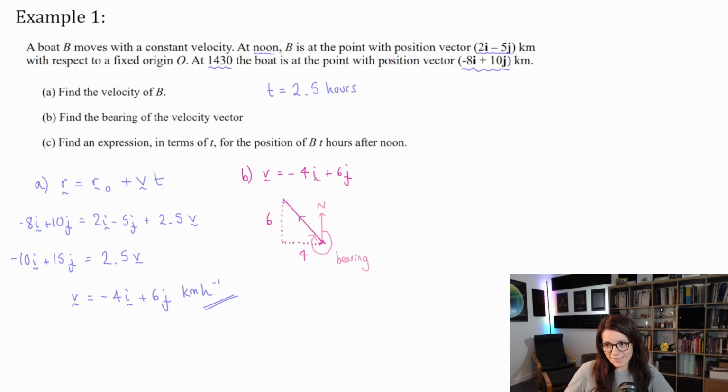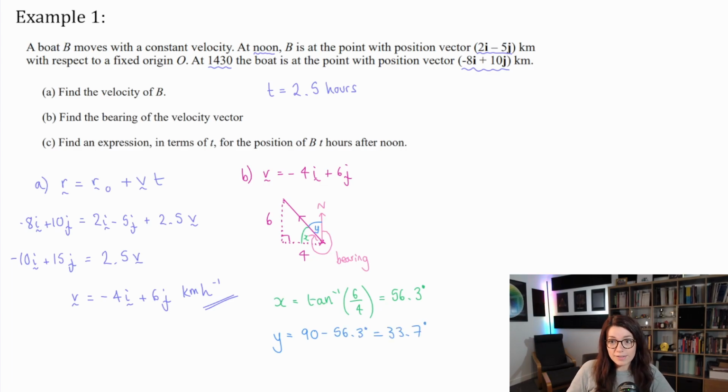Now, because this is a right-angled triangle, we can use some trigonometry, SOHCAHTOA, to work out this angle, which I'm going to call x. x would be inverse tan of 6 over 4, which works out to be 56.3 degrees. I'm then going to work out this angle here, which I'm going to call y, and that's just going to be 90 take away x. So 90 take away 56.3 gives 33.7.